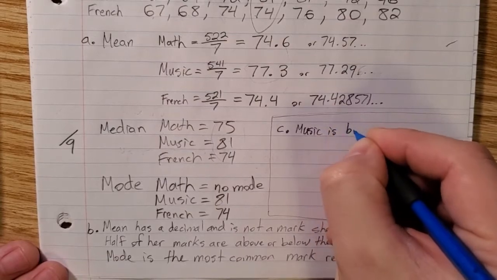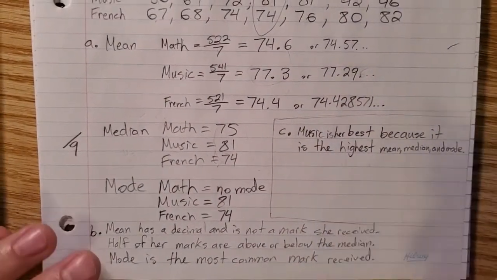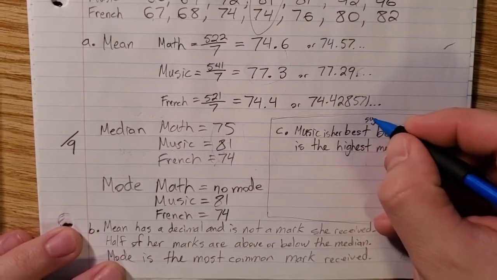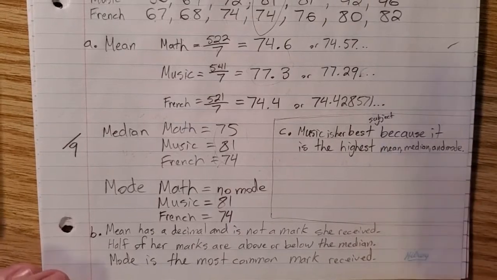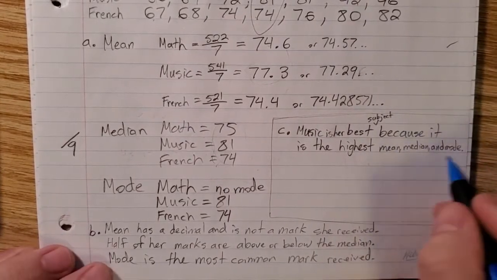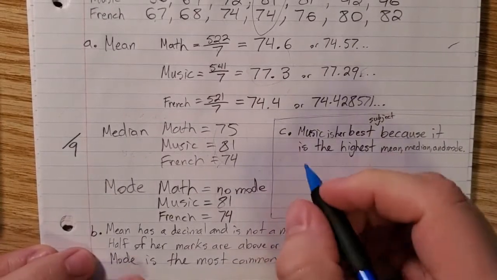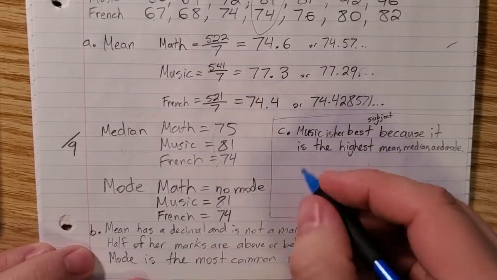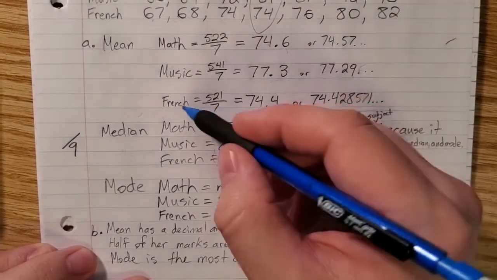So I'd say that music is best. I should say music is her best subject. I missed another word. Subject, because it is the highest mean, median, and mode. So all 3 averages are saying it's the highest, so it would be her best subject. This also asked worst at, so looking at this, which one is the lowest mean? French is the lowest mean.